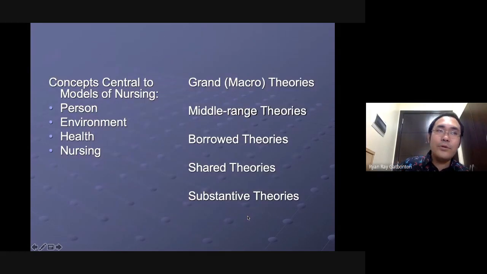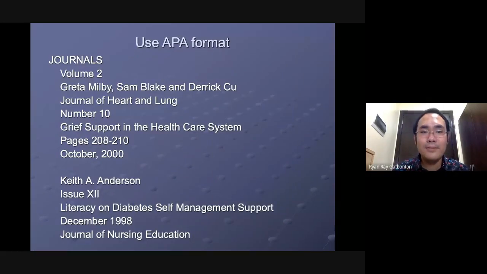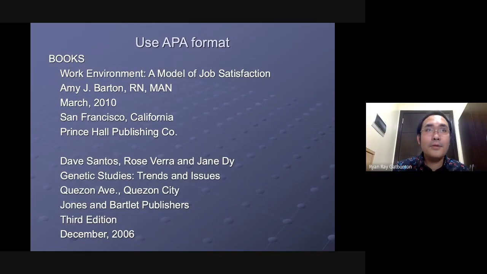Tandaan lang po na when you place an APA format, tinatanggal na po yung mga nominals na ibinibigay na or yung titles ng tao. Kunwari, Miss Amy J. Barton. You omit the Miss, and in this case, may RN man, you also omit this. So ang lalabas lang sa citation is Barton, comma, A. Alright? So you remove the nominal credentials ng tao.